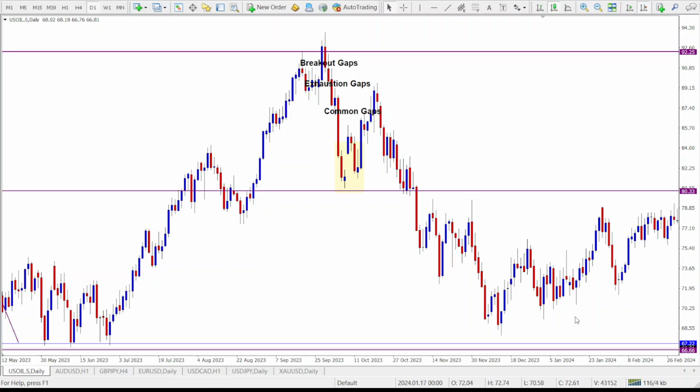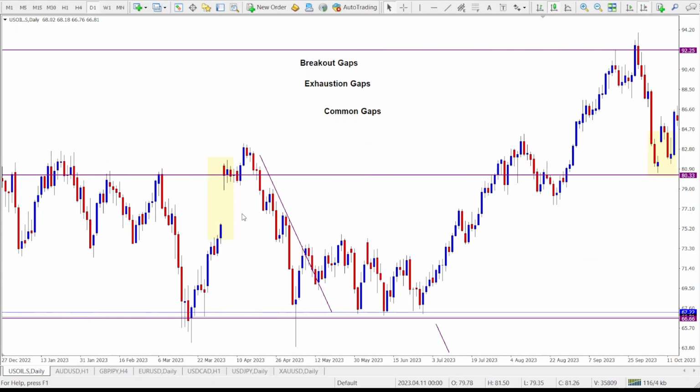Okay, here's how you can do it. The first thing is to identify the gap. Look for areas on your chart where there's a visible jump between the closing price of one candlestick and the opening price of the next.